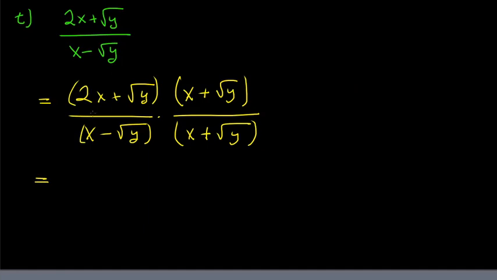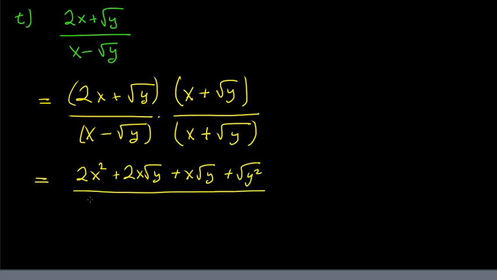So if we multiply out the numerator, we get 2x times x, 2x squared, plus 2x times the square root of y, plus x times the square root of y, plus the square root of y squared. And in the denominator, we get x times x, x squared, plus x times the square root of y, minus x times the square root of y, minus the square root of y squared.